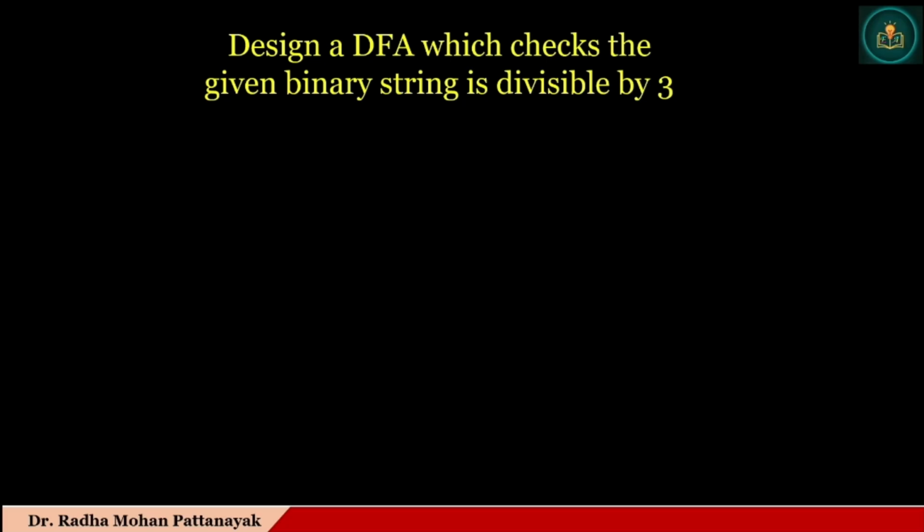Today we will discuss how to design a DFA which checks whether the given binary string is divisible by 3. Okay, so see here, when a number is divisible by 3, what remainders will it produce? For example, let the binary digit be 0. So what is the decimal value of 0? It is 0. 0 modulus 3 equals 0.